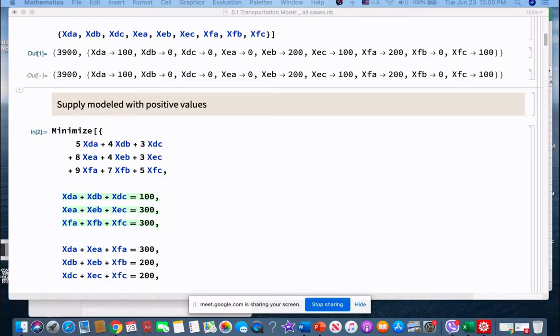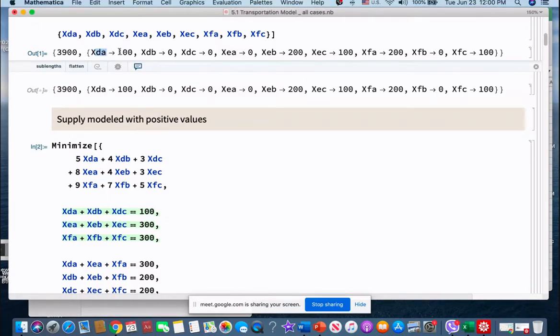What do I get? I see from Des Moines to Albuquerque, I ship 10 units. Nothing else is shipped from Des Moines. I see from Evansville to Albuquerque, nothing is happening. And 200 units go to Boston, and 100 units go to Cleveland. So from Evansville, I ship to Boston and Cleveland. And from Fort Lauderdale, I ship to Albuquerque and to Cleveland. In both ways, doesn't matter if it's supplied positive or negative, I get the same shipments and I get the same cost.